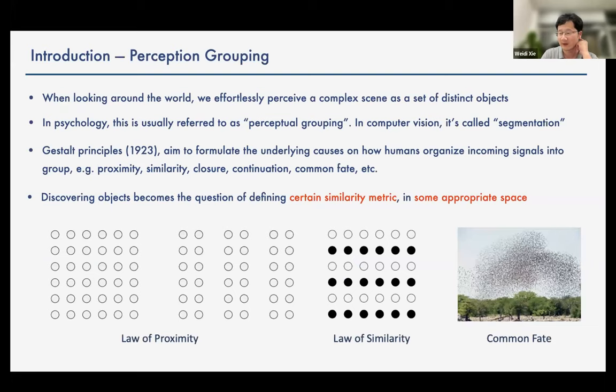And to start with, I'm going to talk a little bit about perceptual grouping, because in the computer vision literature, segmentation is usually very related to perceptual grouping. Actually, in 1923, there was something called the Gestalt principle in psychology, where scientists specifically wanted to understand how we humans perceive incoming signals as groups. You can see I put some examples here, and we group them differently, and the grouping should be based on different metrics. That's why I say discovering objects usually becomes a question of defining a certain similarity metric in some appropriate space. I think that correlates with multiple signals, because each type of signal has some unique property. I'm going to talk about that in the following.